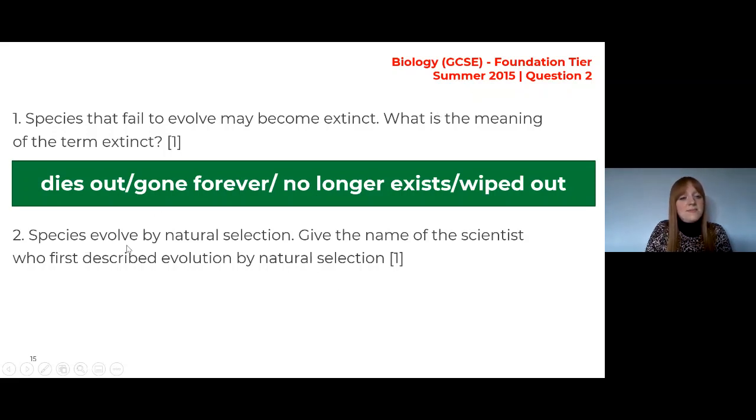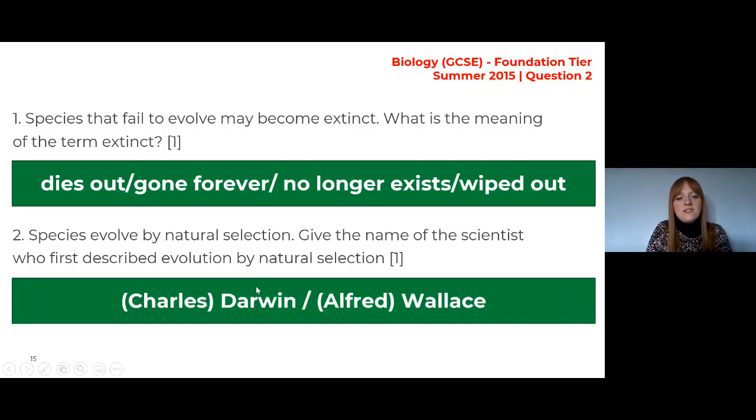And the last one then, species evolved by natural selection. Give the names of the scientists who first described evolution by natural selection. What were their names? So you're allowed to say Charles Darwin or Alfred Wallace. And I've put these in brackets here because they do allow you just to write their surnames. Okay, lovely, obviously if you put their first names, and you can have either of these scientists. Don't just write Charles and Alfie. Okay, so no Charles and Alfie, you must write their surnames.